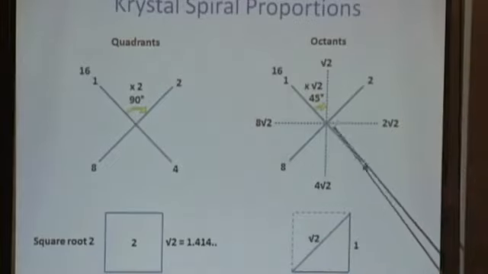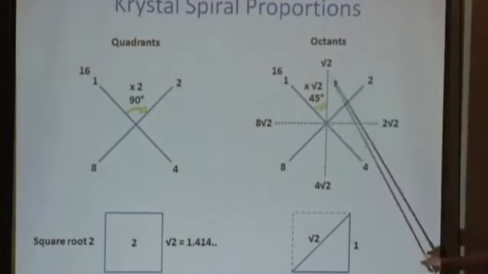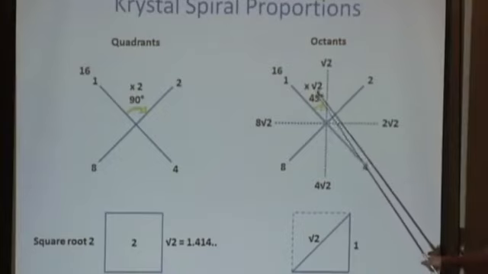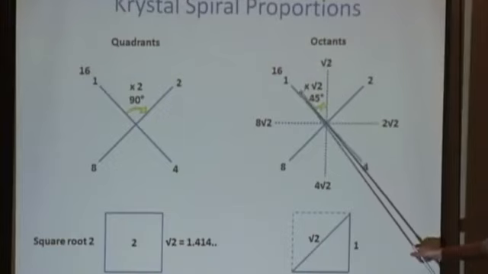Now, in between the quadrant points, if we divide the 90 degrees into two 45 degrees, we get a set of 8 octant points. And between each of these octant points, we have an increase in size, not by 2, but by the square root of 2. The square root of 2 represents a halfway stage in multiplication from 1 to 2.